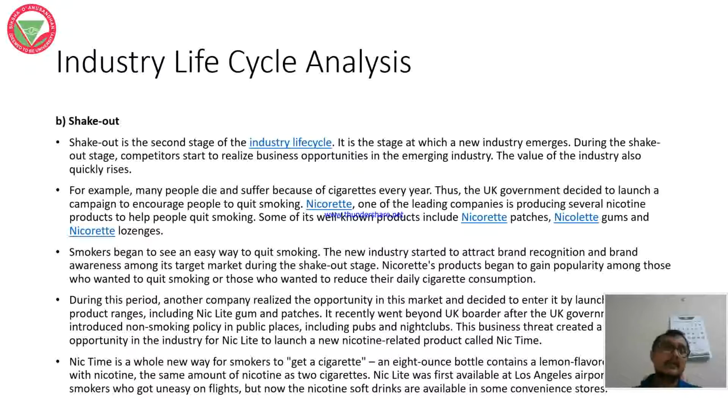Now coming to the second step, shakeout or growth is the second stage of the industry life cycle. It is the stage at which a new industry emerges. During the shakeout stage, competitors start to realize the business opportunity in the emerging industry. The value of the industry also quickly rises. And why is it called shakeout? Fragmentation means a company comes into a market and starts a business which was unheard of, unseen before.